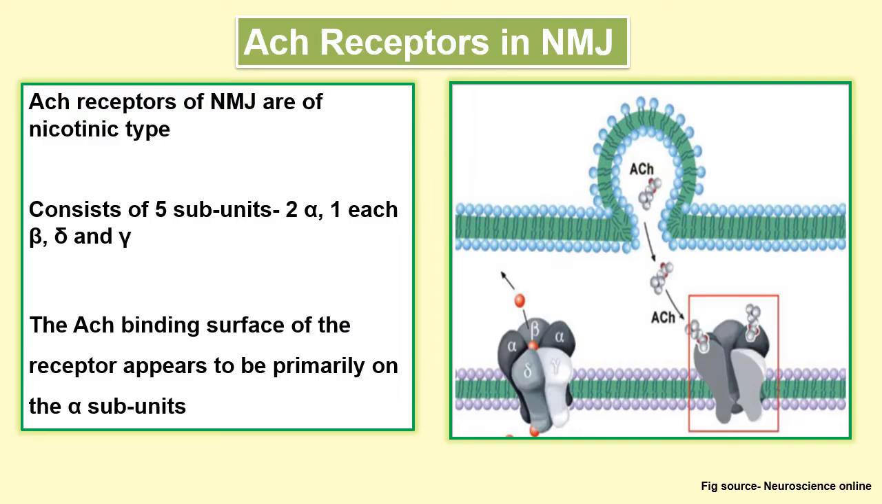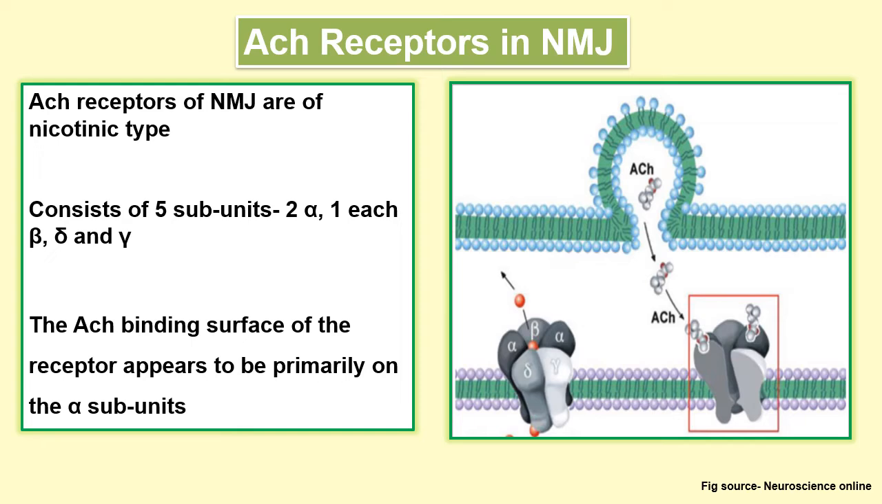As already stated, there are two types of cholinergic receptors, nicotinic and muscarinic. The nicotinic receptors are ion channels, whereas the muscarinic receptors are coupled with G proteins. Acetylcholine receptors at the neuromuscular junction are of the nicotinic type. As we can see in the figure, it consists of 5 subunits: 2 alpha subunits and one each of beta, gamma and delta. The acetylcholine binding surface of the receptor appears to be primarily on the alpha subunit.